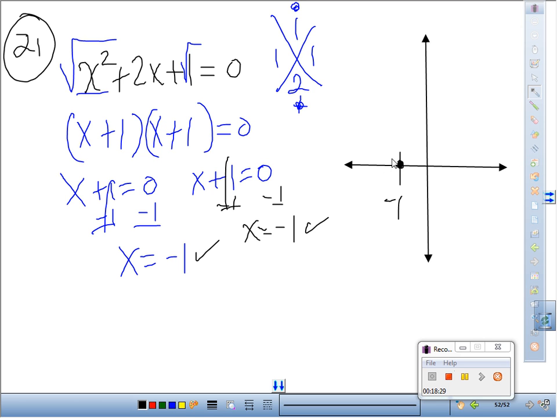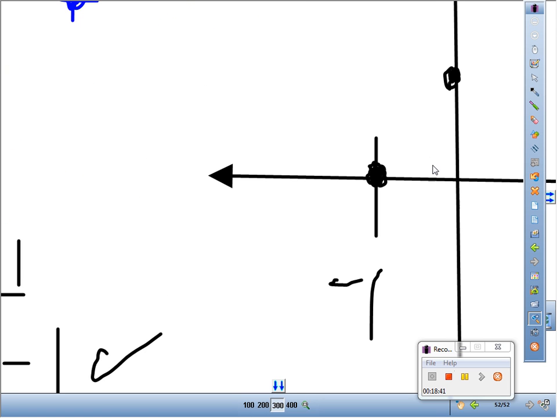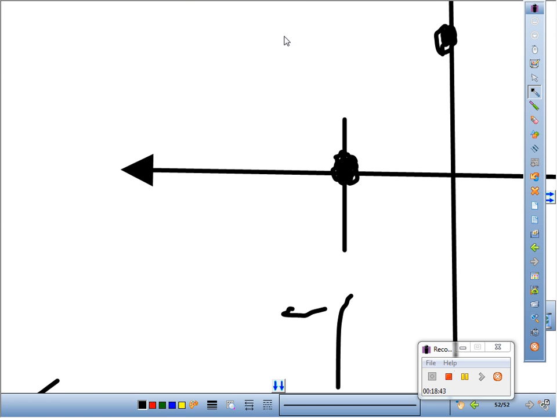Does that make sense? What is my y-intercept? Positive 1. So my graph looks like this. Pay attention, look up. I'm going to zoom in so you guys can see it. Here it goes.